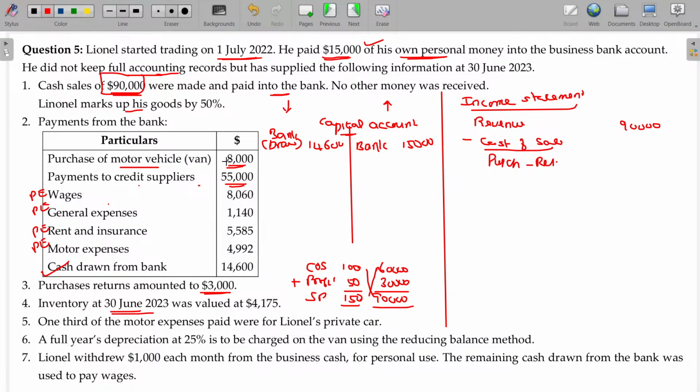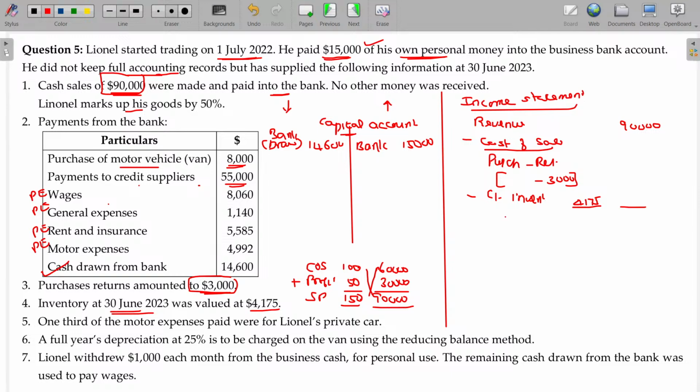Purchases information is silent, but purchase return is 3,000. If I knew the purchases value, I could simply subtract the 3,000 from there, but that is not available. And from there, you have to subtract the closing inventory. That closing inventory detail is given as 4,175.